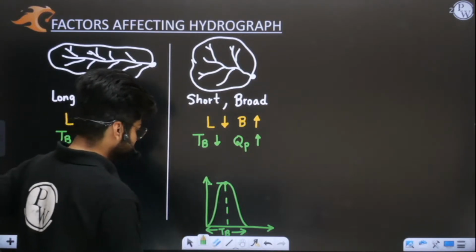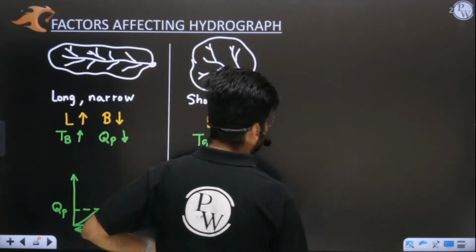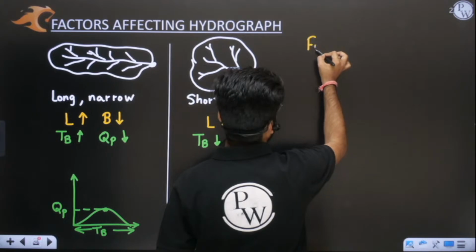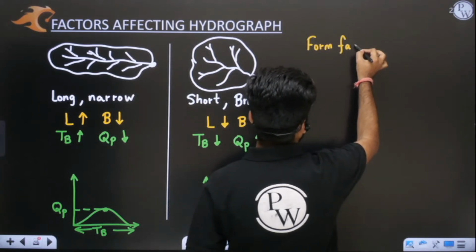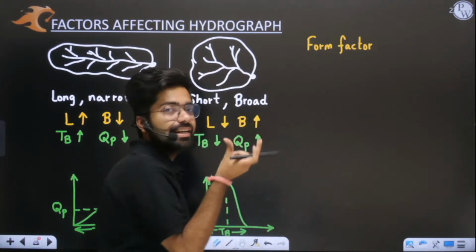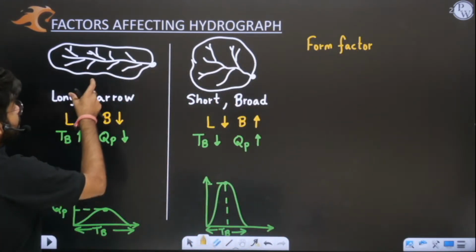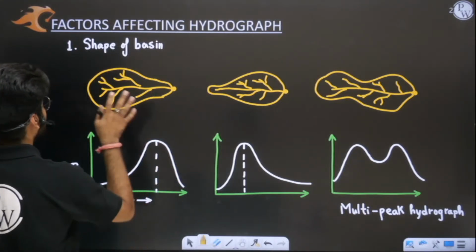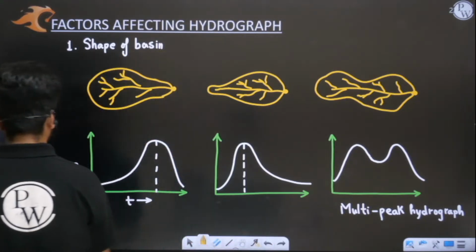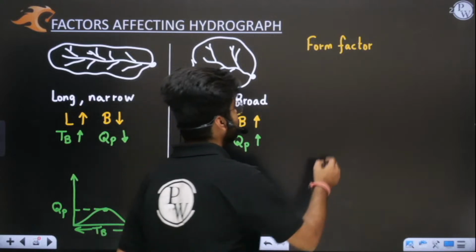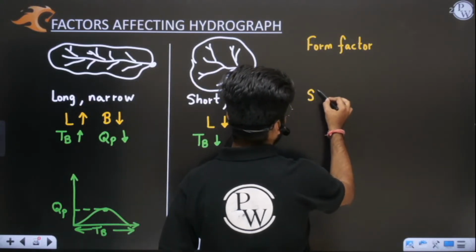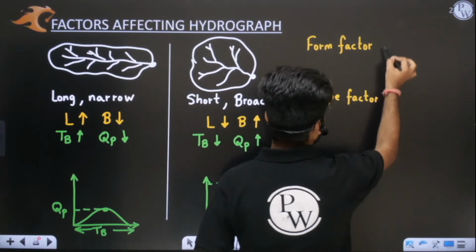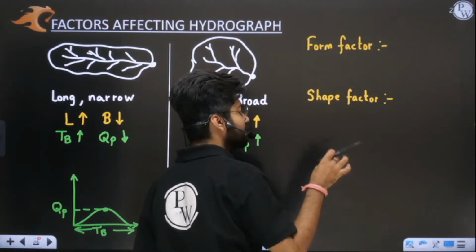In your state engineering examinations, one question has been asked about form factor and shape factor. Form factor is a factor which will indicate what kind of catchment area shape we have. Form factor or shape factor is a factor that will indicate the shape of the basin. I will tell you two factors. The first one is your form factor. The second one is your shape factor. These are two factors which will indicate the shape of the basin.